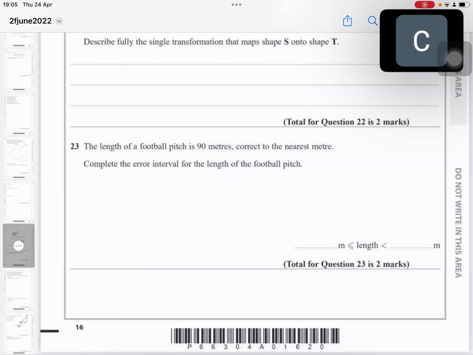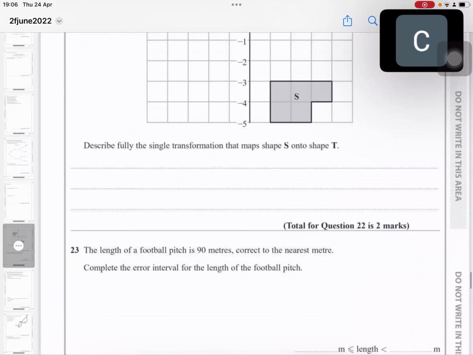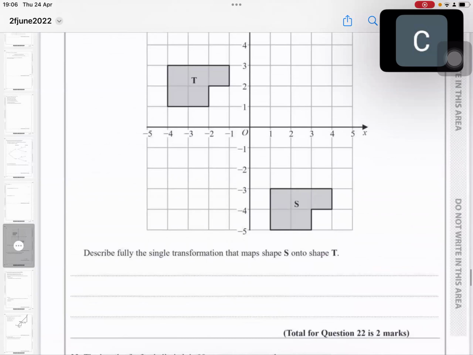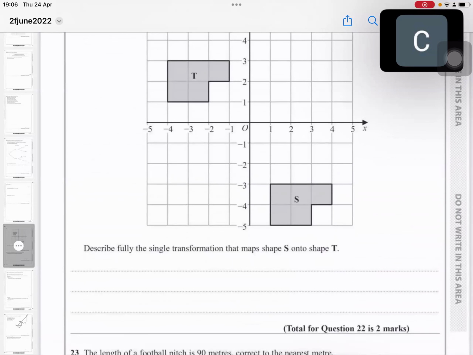Okay, what does the marking scheme say? Yeah, so the first one is 89.5 and then the second one is 90.5. Okay, 89.5 and 90.5. All right, that's fine. Let's move on to the next one.